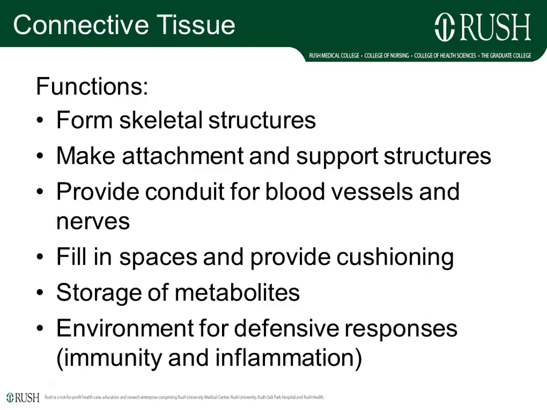So what does connective tissue do? Well, it forms skeletal structures like cartilage and bone. It makes attachments and support structures like ligaments, tendons. It provides a conduit for blood vessels and nerves. It fills in spaces and provides cushioning. For instance, filling in space, such as the connective tissue that underlies a lot of epithelial sheets, or cushioning, such as the fat that surrounds many organs and keeps them in place and provides cushioning for them.